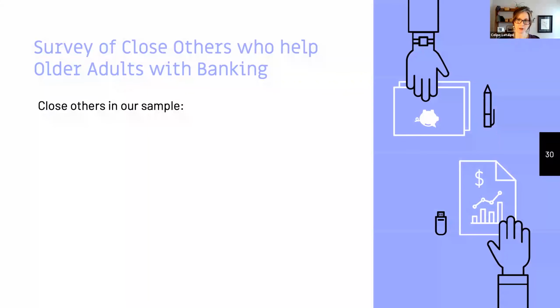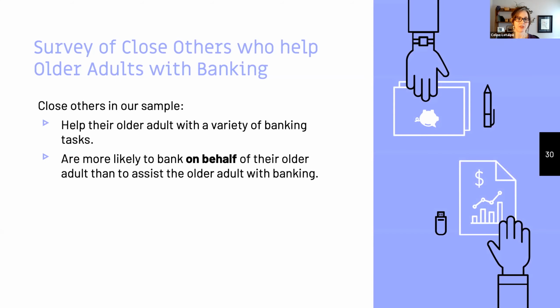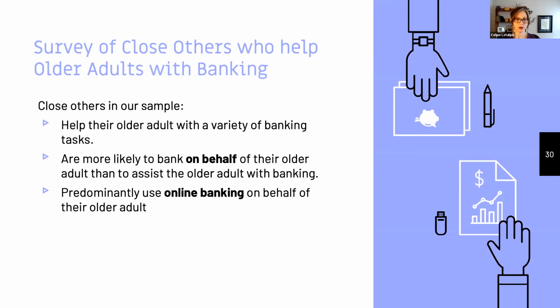So the close others, the participants in our sample, basically said that they're helping older adults with a pretty wide variety of banking tasks, lots of bill paying, transferring money, monitoring balances, that type of thing. We found that the people that we surveyed are more likely to do banking on behalf of the older adult. So they're doing banking for the older adult. They're not sitting with the older adult or going with the older adult to help them. They're doing it for them. Predominantly, the modality was online banking. So most of the people that we talked to were doing online banking for the older adult they help.